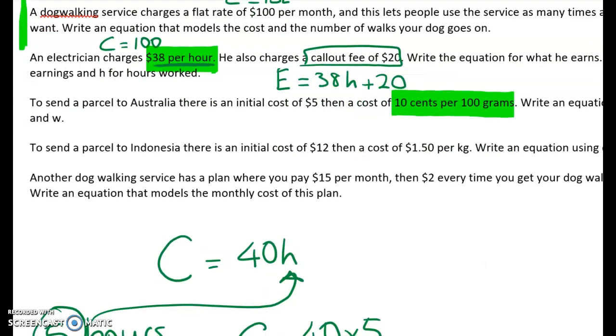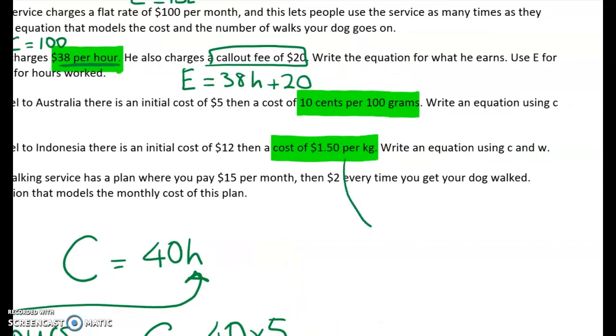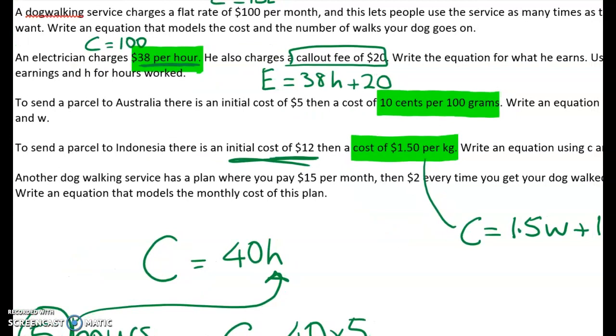To send the parcel to Indonesia, there's an initial cost of $12, then a cost of $1.50 per kilogram. Use C and W. So this will be C equals 1.5 times W plus the initial cost of 12. That's my y-intercept, 1.5W plus 12. Okay, the next one is another dog walking one. There's a plan where you pay $15 per month and then you pay $2 every time you get your dog walked. So that's the gradient.